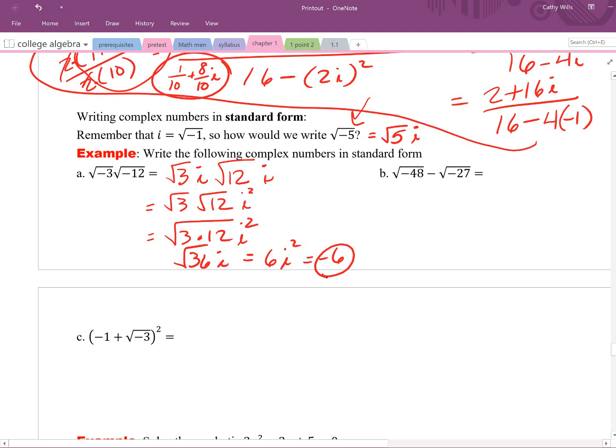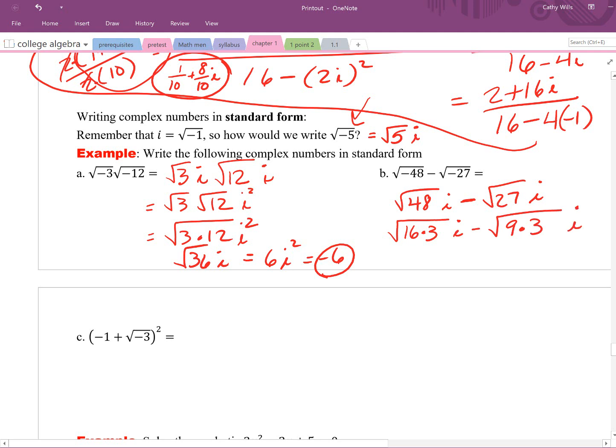You have to change it to Euler's notation. In B, the square root of negative 48 is the square root of positive 48i, and then minus the square root of 27i. Now you can't do anything with these because they're not like square roots. This is subtraction, so they have to be like terms. The square roots are not the same. Well, what do you need to do? You need to reduce the square roots. You need to look for a perfect square in that square root. If you know that 16 is a factor of 48, you can write this as the square root of 16 times 3i, and then here the square root of 9 times 3i.